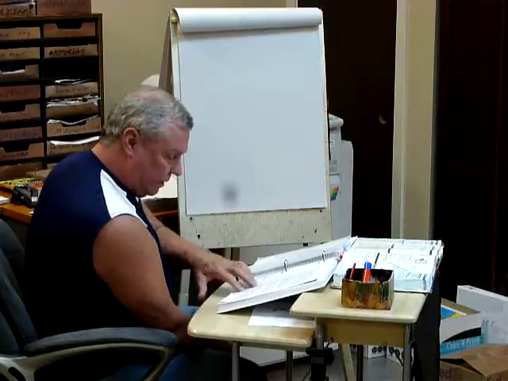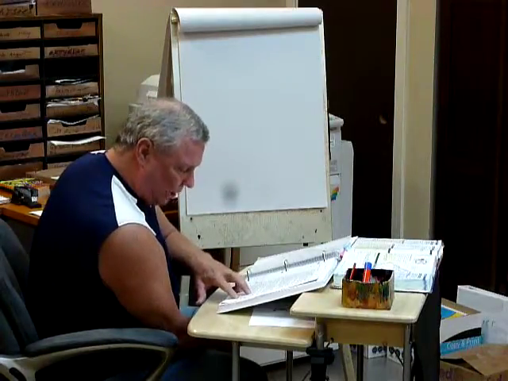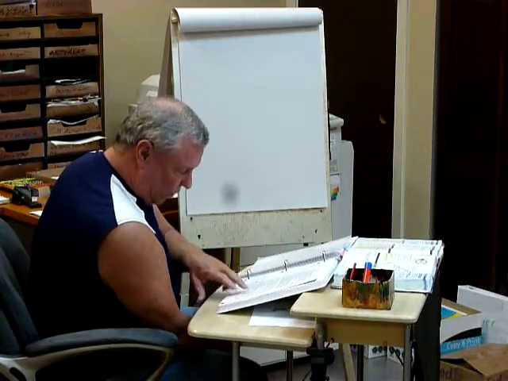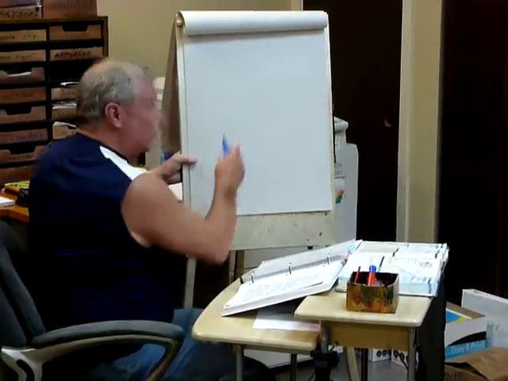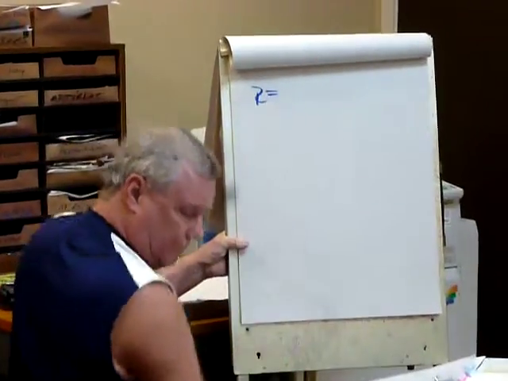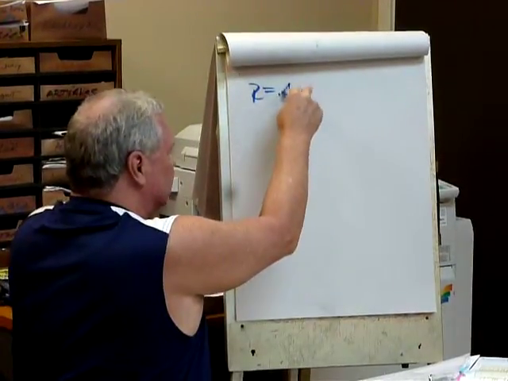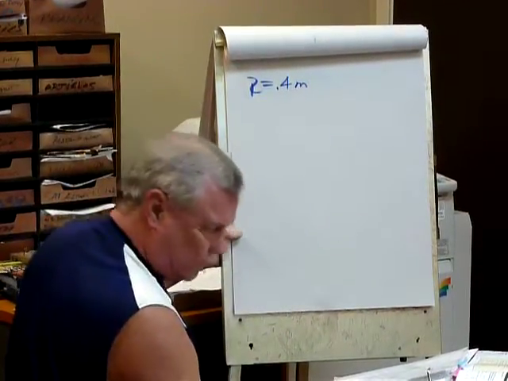So the next one, 13. Find the distance traveled by a point on the edge of a wheel with a radius of 0.4 if the wheel rotates through 60 degrees. So radius equals what? 0.4 meters. And then it says 60 degrees.